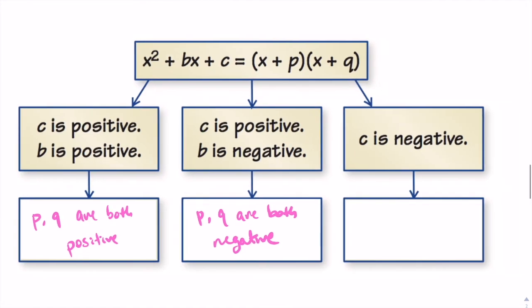Okay, but however, if my C term is negative, then no matter what my B term is, my P and Q are opposite signs. One is positive and one is going to be negative. It doesn't matter which one. Well, actually it does. They have to add up to my B term.